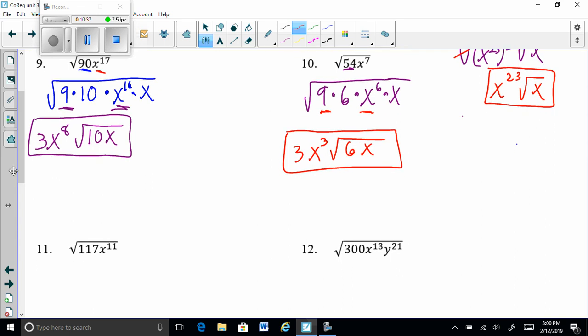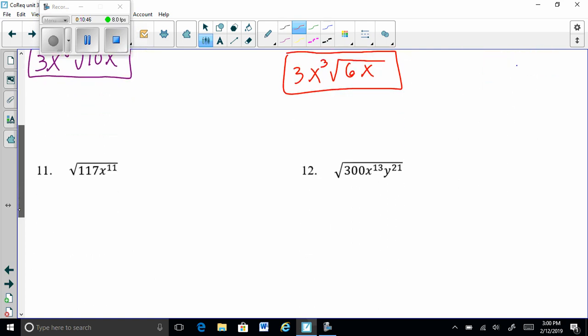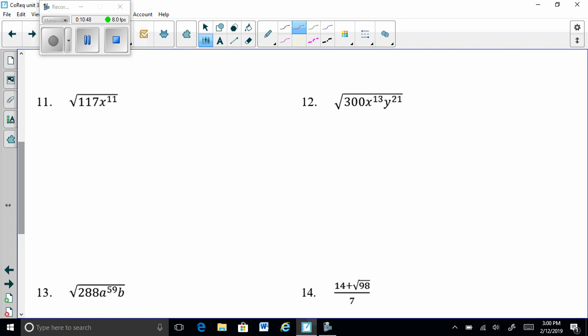All right, so we're going to get into some interesting ones here. We've got 117. Let's see what divides into that. You can start trying 81, 64, 49, 36, and so on. It sometimes can be a little tedious, but you'll eventually get there.